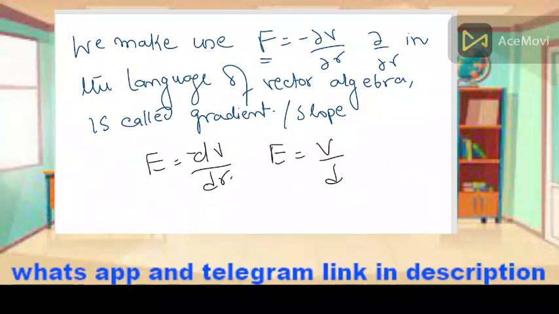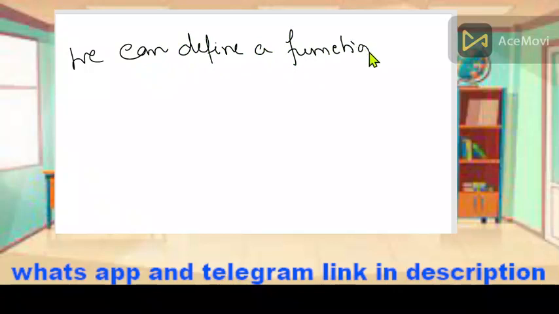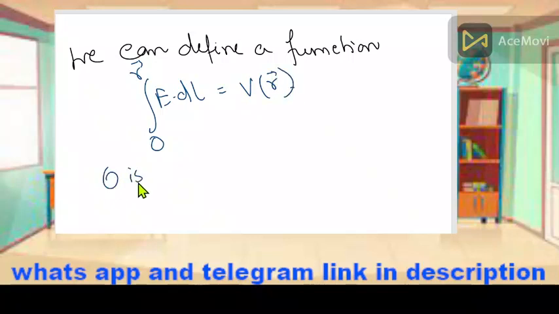Because the line integral is independent of path, we can define a function of space, a function of R, of the form: an integral of E dot dl from some reference point O to the point R, and we call this function V(R). O is the point of reference.